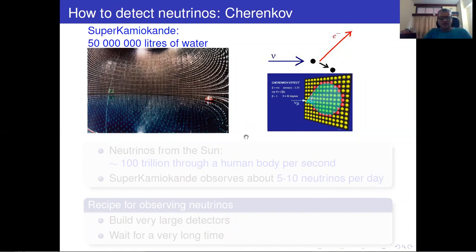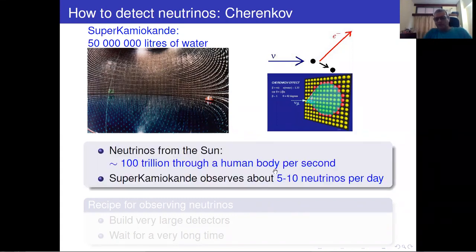Given that, you can imagine that the number of neutrinos passing through the detector is going to be very large. In fact, it's of the order of 10 to the power 25 per day. However, it ends up observing only about 5 to 10 neutrinos per day. So out of the 10 to the power 25 neutrinos which pass through Super Kamiokande every day, most of them simply pass through doing nothing, but about 5 to 10 are detected. So even though the flux can be large, the number of neutrinos that we can actually observe is very, very small.